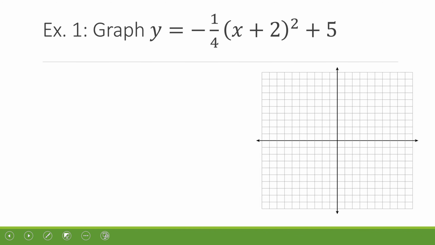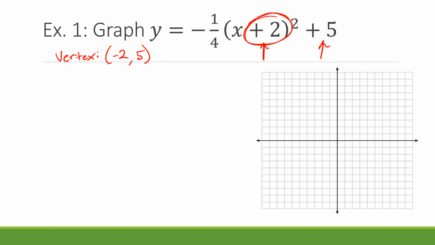First, let's start by graphing y equals negative 1/4 (x plus 2) squared plus 5. First, let's start by identifying the vertex. The vertex, remember, is h, k. Remember that this is backwards. So my vertex is negative 2, 5. So let's plot that point. Over negative 2, up 5. Keep in mind the transformation that's going on here is that I've shifted left 2 and up 5.